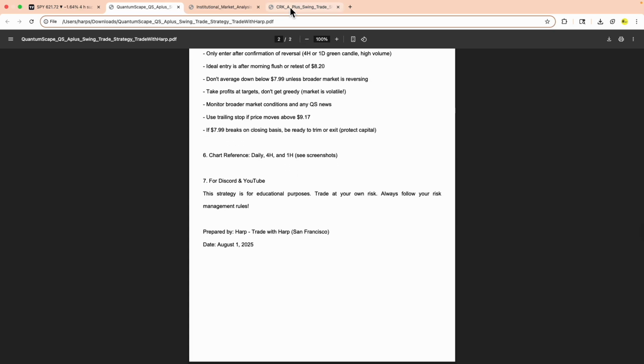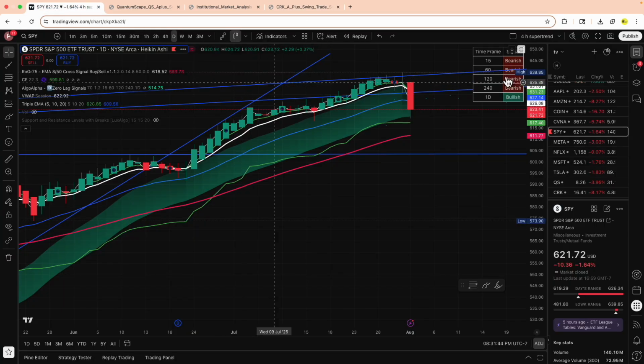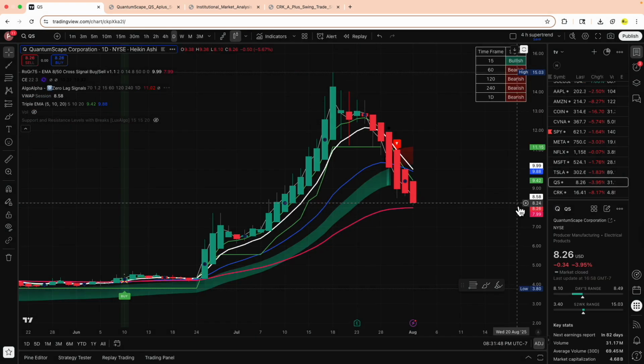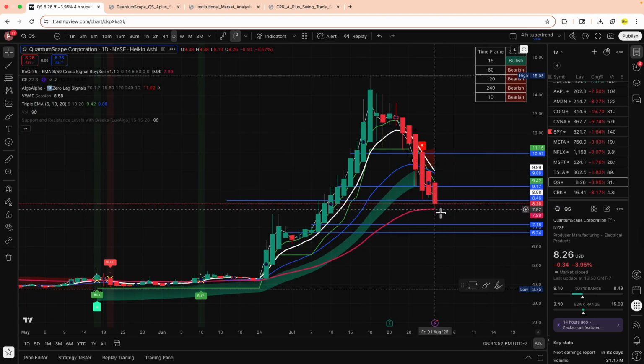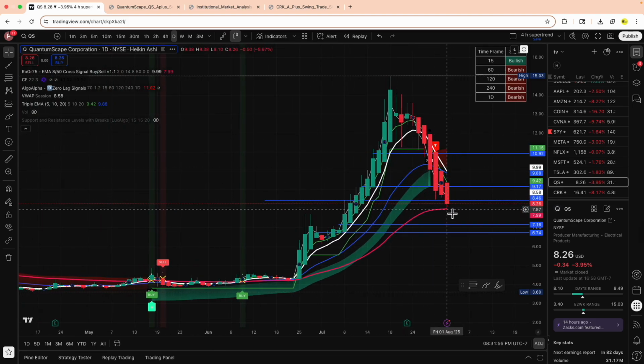Next one is CRK. Let me see QS for you very quickly. This is the information you will see here. You can look at the chart on the daily: the price is hitting the 50 EMA. This is enough for me; this is a possible reversal here.